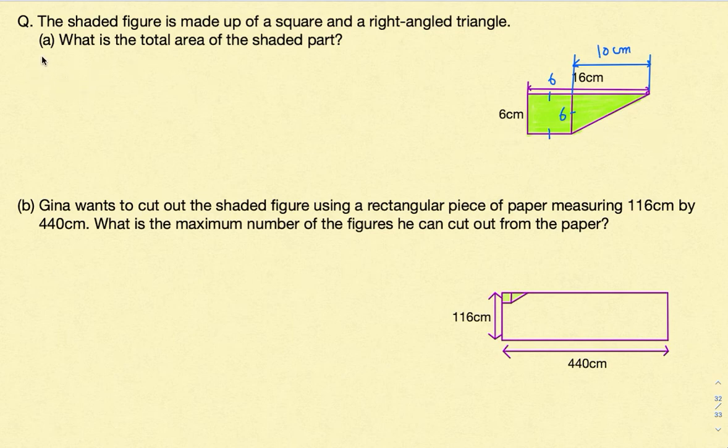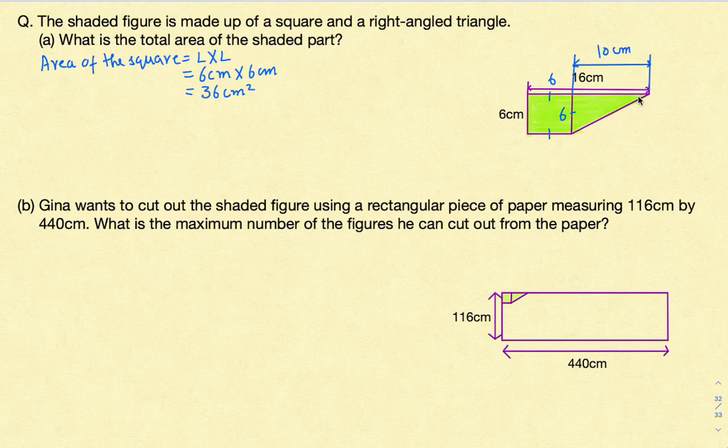So let's find it. The area of the square is how much? It is length times length, right? So here the length is 6 cm times 6 cm, which will give us 36 cm square. So the area of this square is 36 cm square.